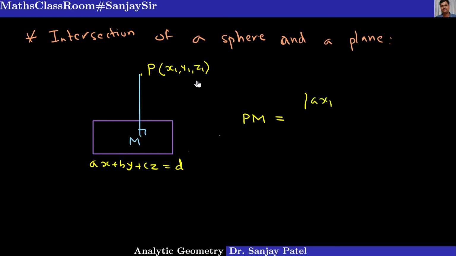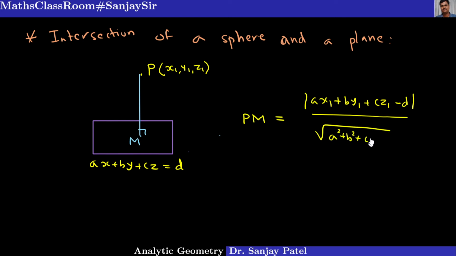then the perpendicular distance PM is given by mod of a into x1. Just substitute x1, y1, z1 in this equation and write like this: a into x1 plus b into y1 plus c into z1, and take this d on this side. So minus d upon square root of a square plus b square plus c square. So this formula is also very important for finding the perpendicular distance of a point from a plane. Okay. So using this, we'll be discussing the intersection of sphere and plane.